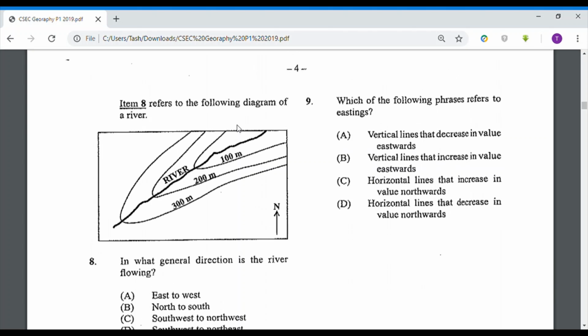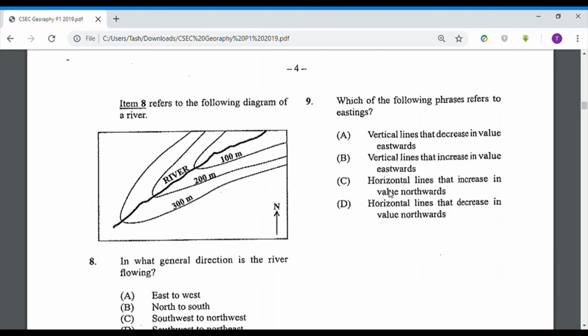For number 9, which of the following phrases refers to eastings? Now, easting lines get their name from the direction that the numbers increase in. Yes, so the numbers would have been increasing in an easterly direction, so we call them eastings. So vertical lines that decrease in value eastwards, no, because they don't decrease in value eastwards. Vertical lines that increase in value eastwards, yes, this would have been your answer.